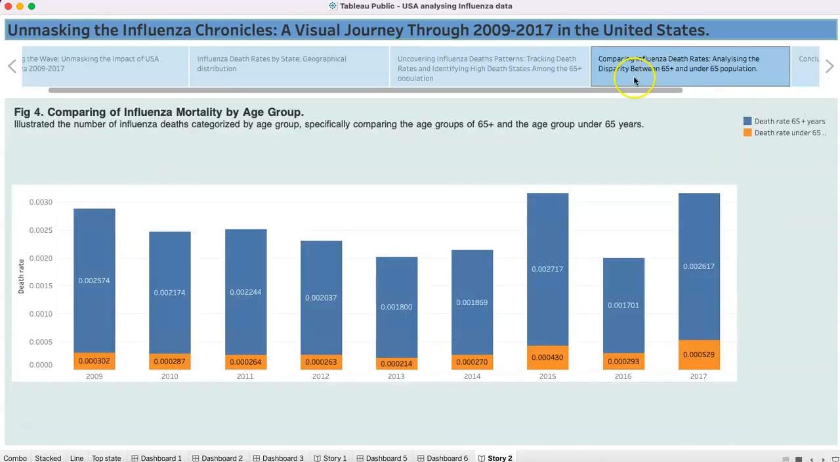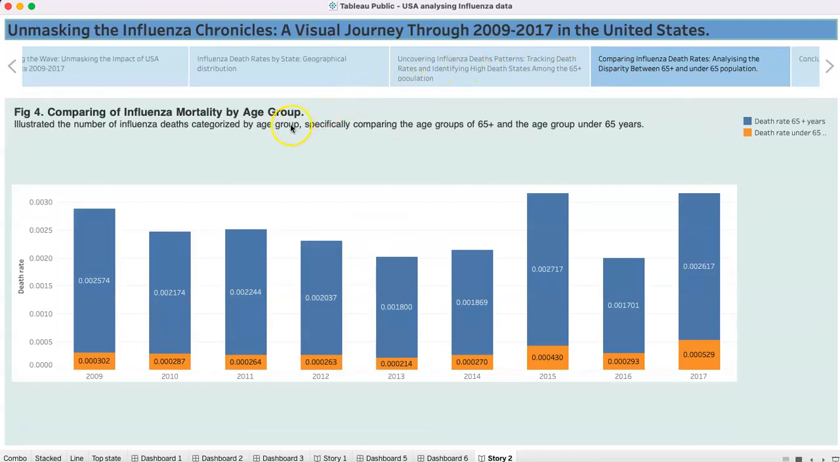So, moving to the final visualization, which is a stacked bar chart that compares influenza mortality rate across different age groups. This chart helps to understand the relative impact of influenza on different age cohorts and provides insight into the vulnerability of each group. This chart displays the percentage distribution of influenza-related deaths within each age group.